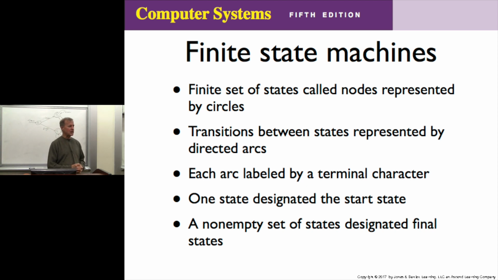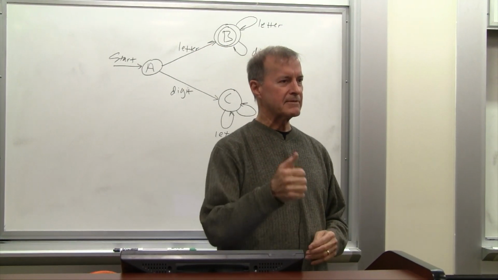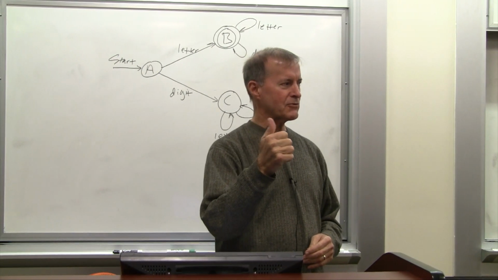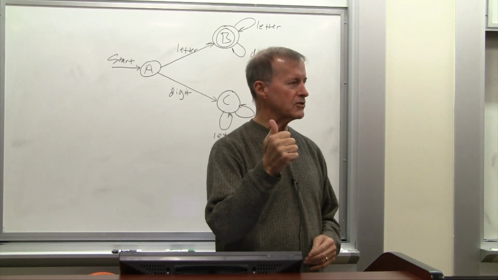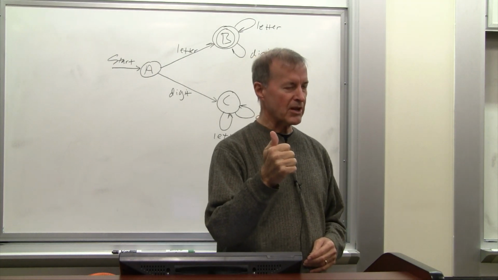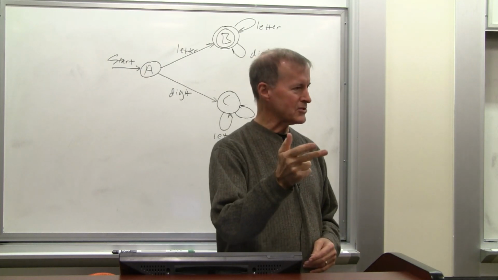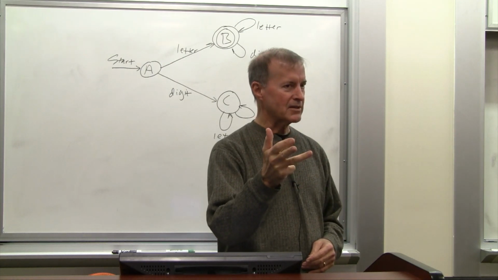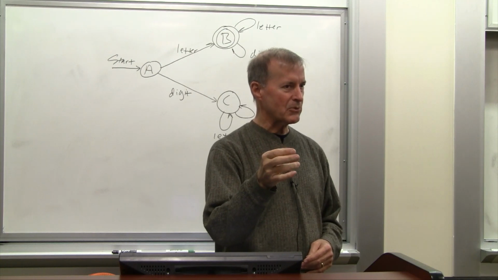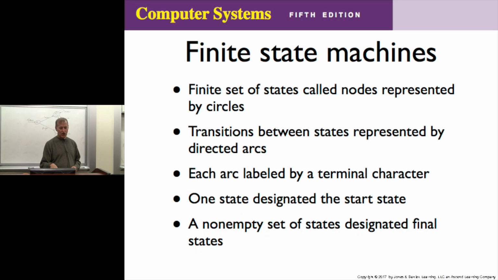Now, what is a terminal character? In a grammar, what are the 4 parts of a grammar? What's the first part of the non-terminal what? Alphabet. Non-terminal alphabet. And what was the second part? Terminal alphabet. And then the third one was set of rules of production, and the fourth one was what? A start symbol, which is an element of the what? Non-terminal. Okay, so each arc labeled by a terminal character corresponds to the terminal characters in a grammar.